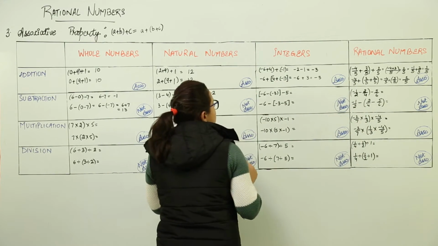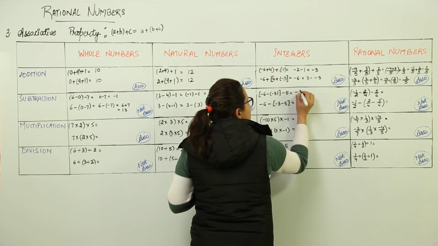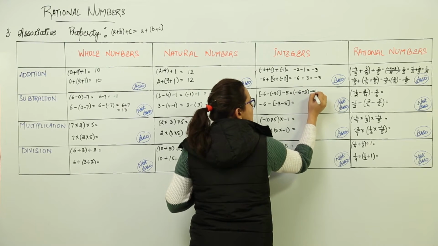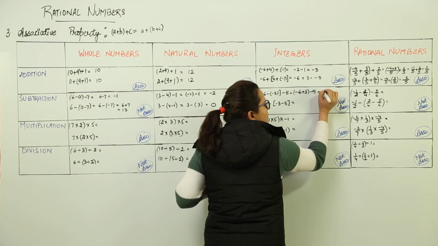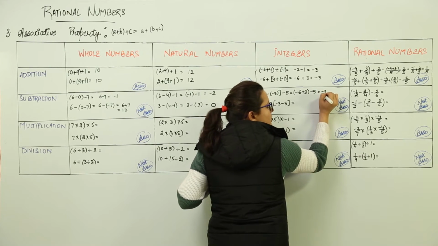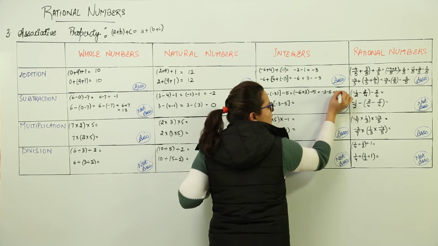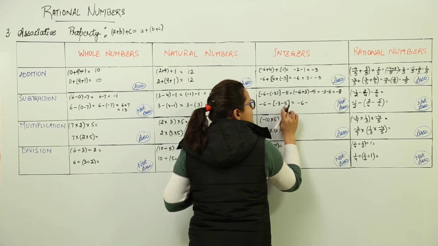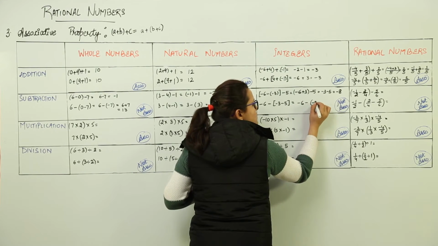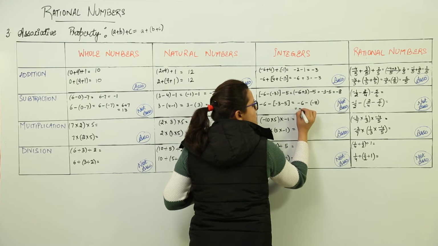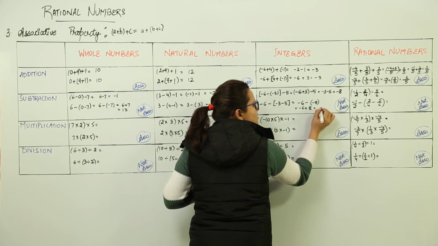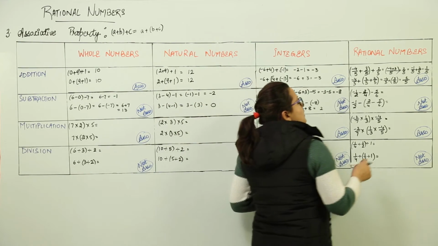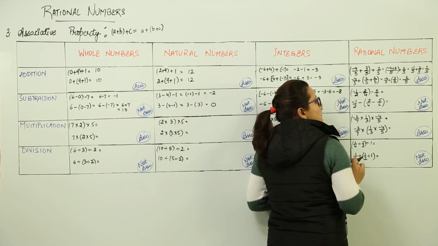Similarly, for integers case. Now, in integers, minus 6 minus minus 3 and minus 5. What do you get? Here, minus 6 plus 3 gives you minus 3 and minus 5. So, you get minus 8. Here, minus 6 minus, what is minus 3 minus 5? Gives you minus 8. And what is minus 6 plus 8? Gives you 2. You can check your answers are different, right? Next is the case for rational numbers now.